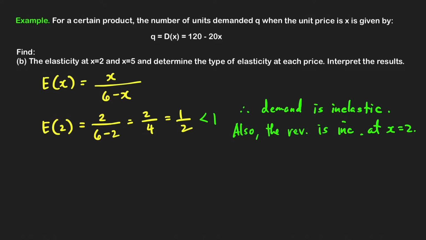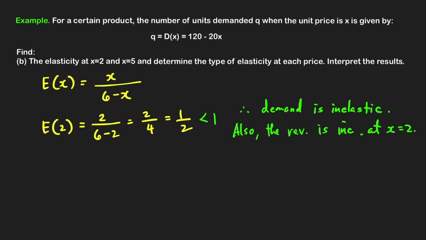So if we increase the price by a small amount, then we would expect that the revenue will increase. Another interpretation of this elasticity value, as I discussed in my previous video, is that if we increase the price by 1%, we would expect that the demand will decrease by just 1/2%. So that is another interpretation of this elasticity value.